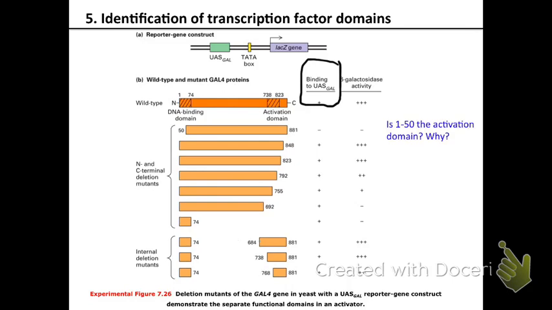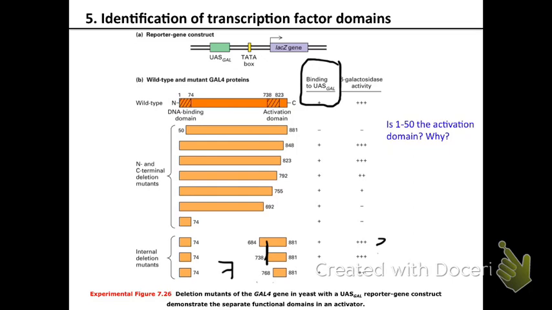684 to when you delete the amino acid sequences between 684 and 738, do you see an effect in activation? No, right? So the activation domain is not there, right? And then how about 738 to 768? Do you see an effect on activation? Yes, right? So you conclude that your activation domain is starting somewhere here, right?